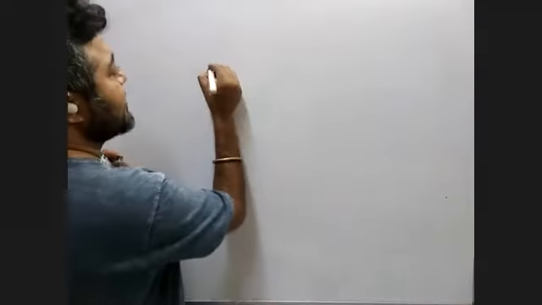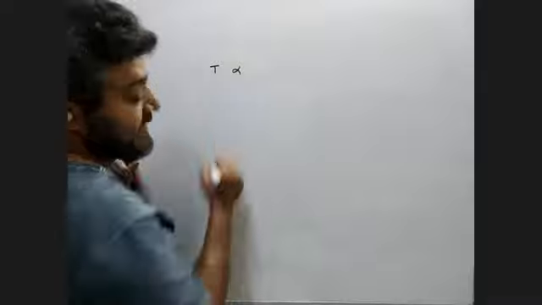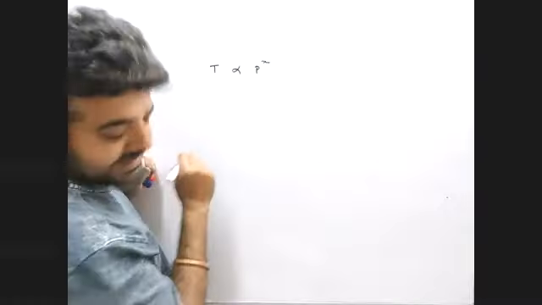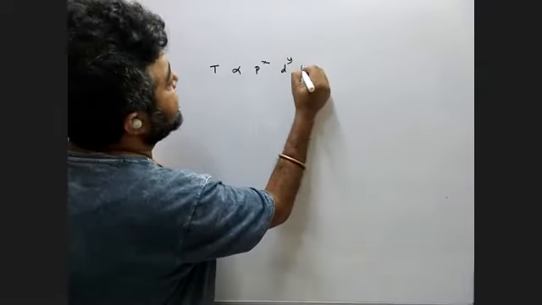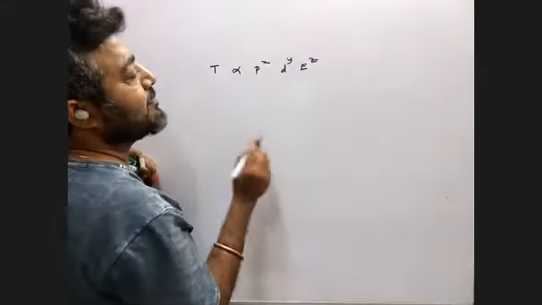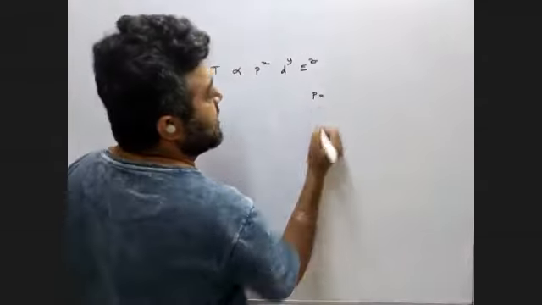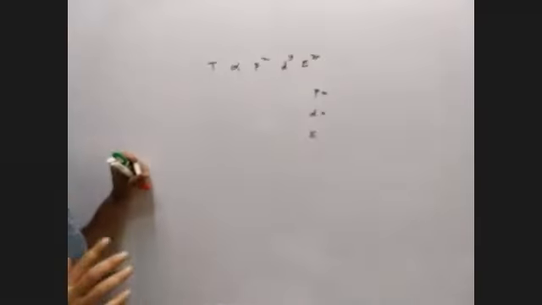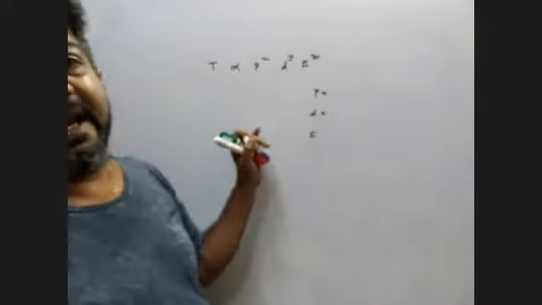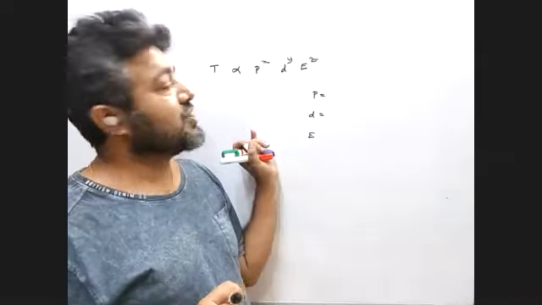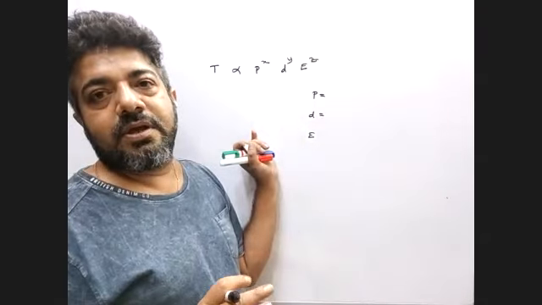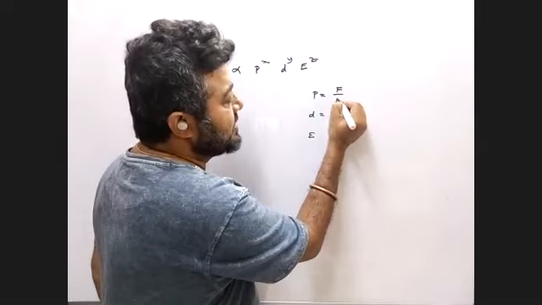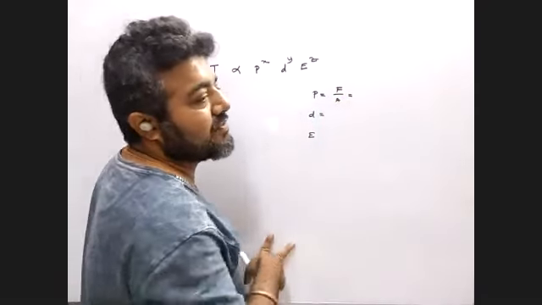Time period t depends on p to the power x, d to the power y, e to the power z, where p is the pressure, d is the density, and e is the energy. Can anyone tell me the dimension of pressure? If you forget, try to remember it this way: force per unit area.